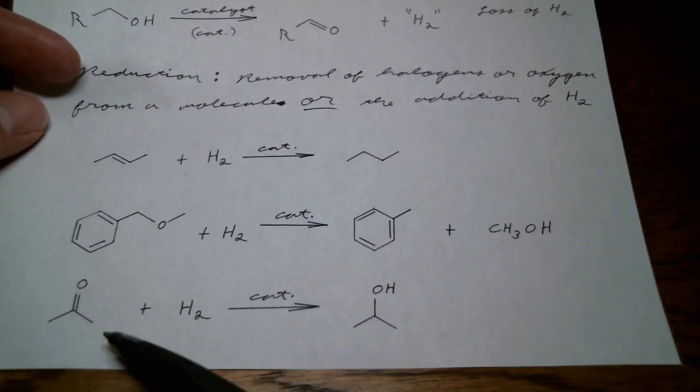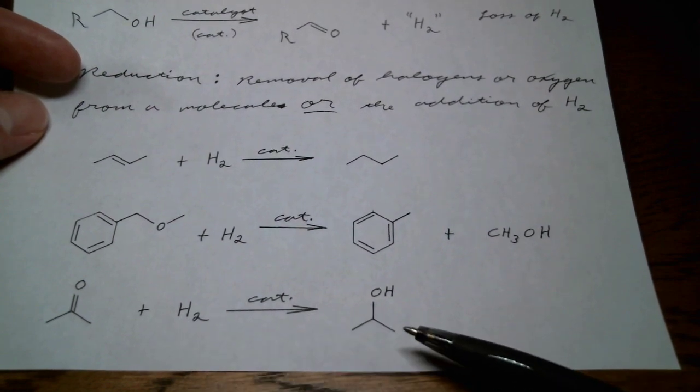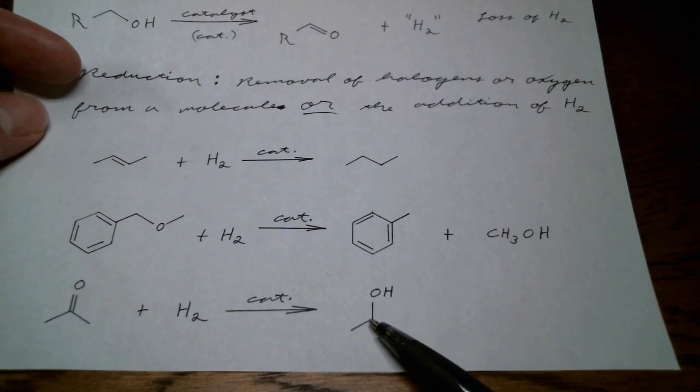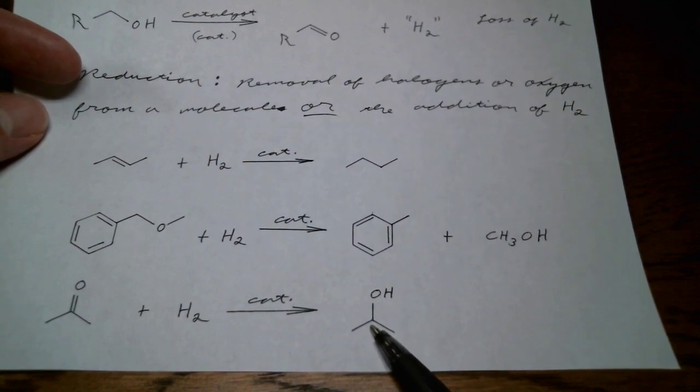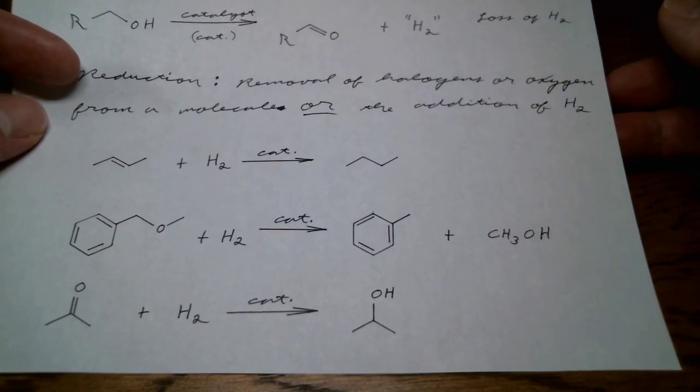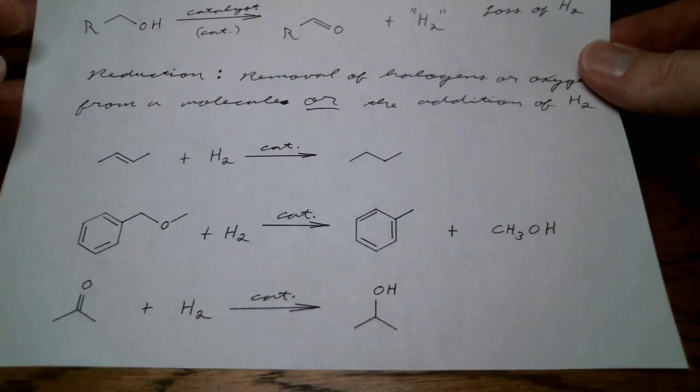And here's acetone. We add hydrogen and a catalyst, and lo and behold, we make isopropyl alcohol. There is 1 hydrogen bonded to this carbon that is not explicitly drawn. I know that everyone knows that because everyone is familiar with bond line at this point.